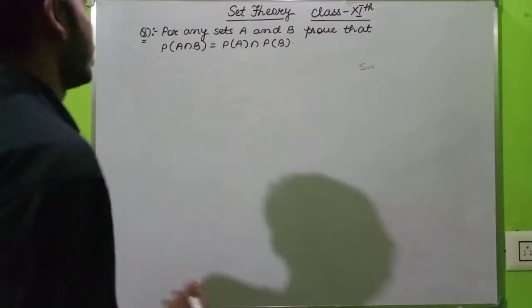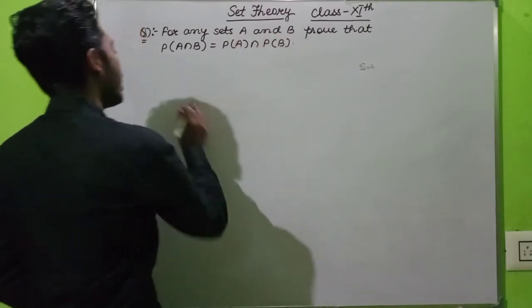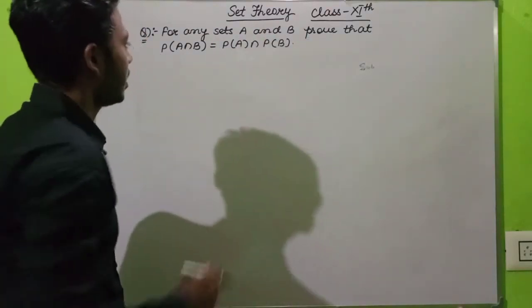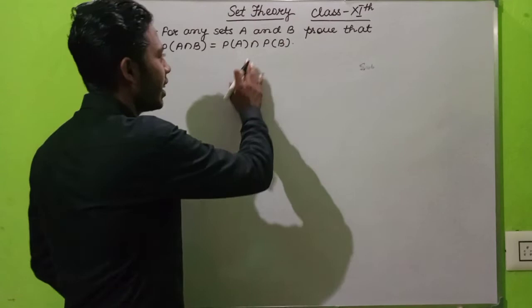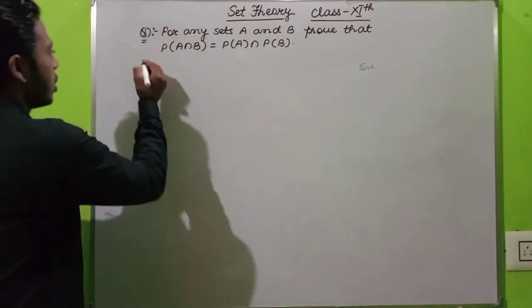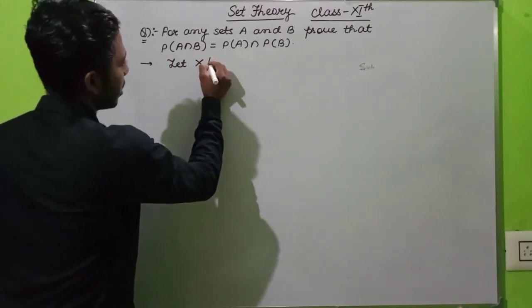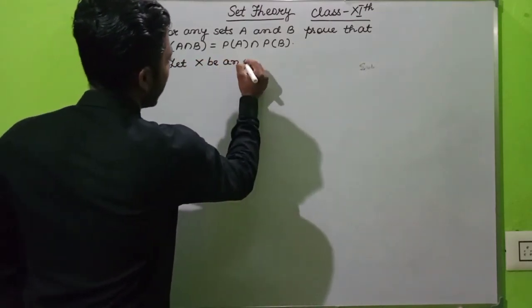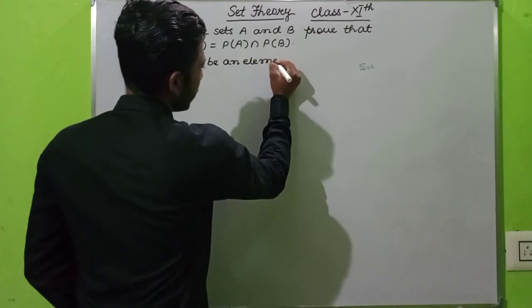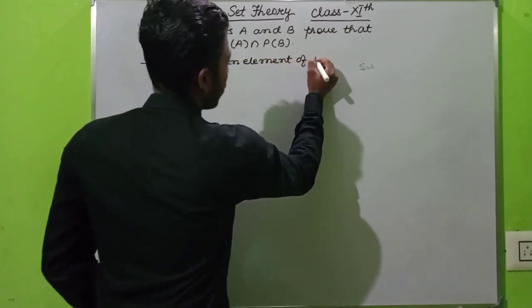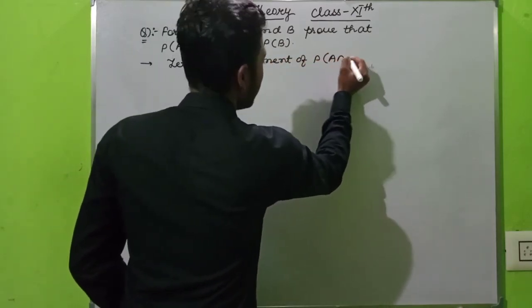Now we will see this question. For any two sets A and B, prove that power set of A intersection B is equal to power set of A intersection power set of B. So we will solve this question. Let capital X be an element of power set of A intersection B.